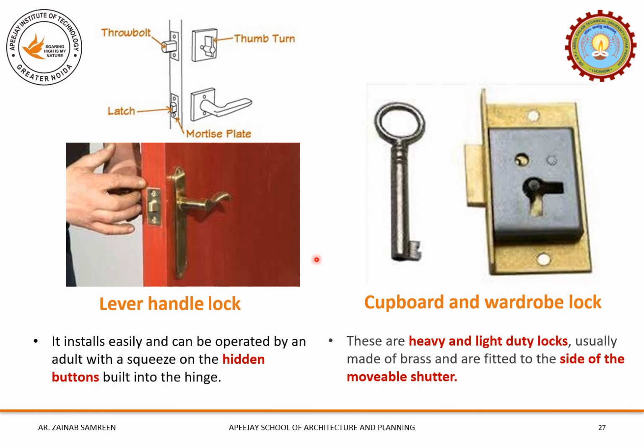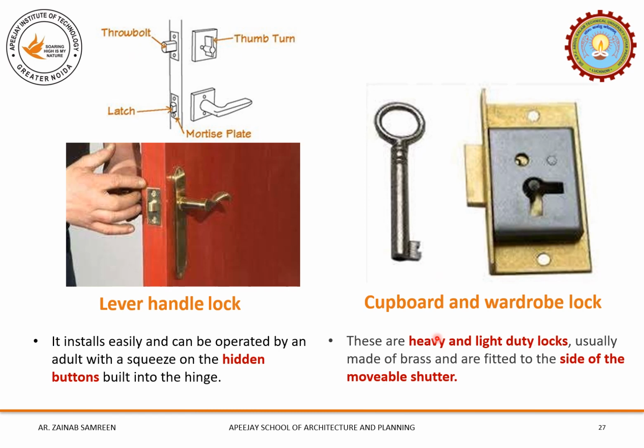The other one is the lever handle lock. It basically installs easily and can be operated by an adult with a squeeze on the hidden buttons built into the hinge. You can see here the two parts. This is the latch, this is a mortise plate, and this is the lever. Another option is that there is a throw bolt and there is a thumb turn. So both the options are available. You can choose any one.